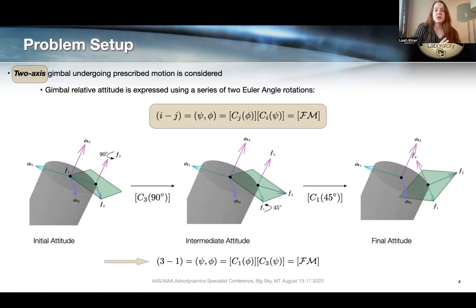So we can either use Euler angles to describe the attitude of our gimbal, or more commonly, we can use those Euler angles to define the direction cosine matrix between our gimbal's frame and the mount frame.